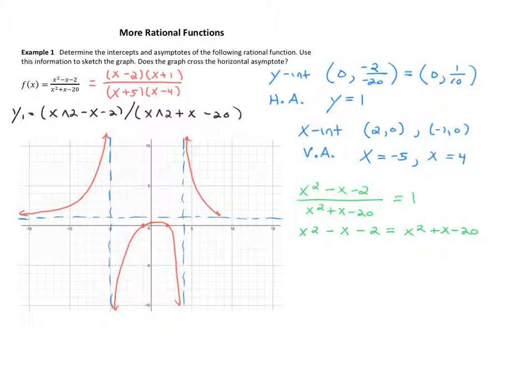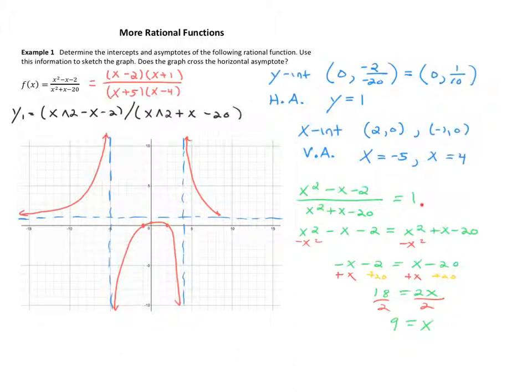I'm trying to solve this for x, so I can subtract x squared from both sides. It leaves me with -x minus 2 is equal to x minus 20. I then add x to both sides, and also at the same time add 20 to both sides. And this gives me 18 is equal to 2x. After dividing both sides by 2, I get that x is equal to 9.